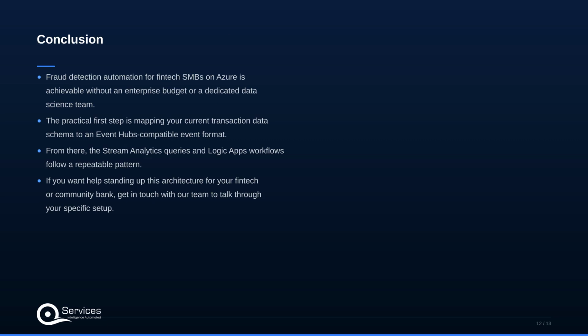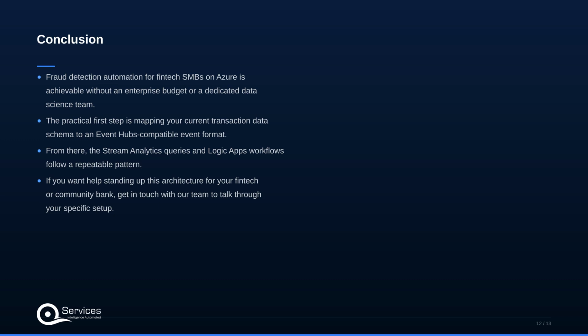Let's talk about conclusion. Fraud detection automation for fintech SMBs on Azure is achievable without an enterprise budget or a dedicated data science team. The combination of Azure Event Hubs for ingestion, Azure Stream Analytics for real-time rule execution, and Azure Logic Apps for automated alerting produces a pipeline that processes transactions in under 500 milliseconds at a cost well under $200 per month for most SMB transaction volumes.